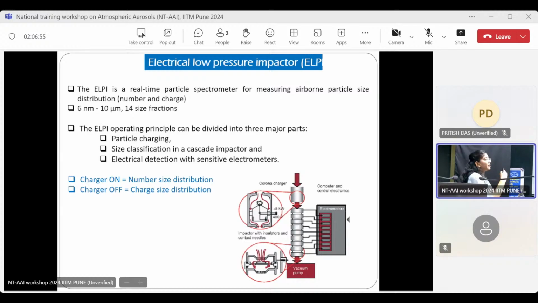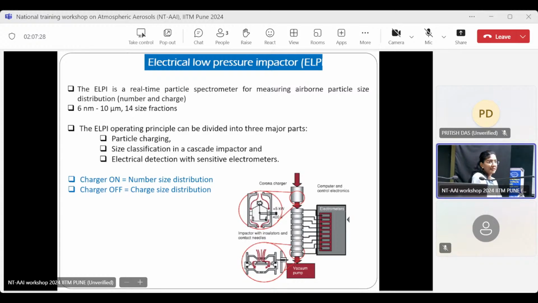In this, we have three major parts. One is charging. Whenever we have a number distribution, somewhere you need to use electrical properties, and you need to know the charge. Only then can you relate the current to the number. So you have a charging mechanism, then a cascade impactor, and then electrical detection. This is the basic schematic. These are the impactor plates. You have a charger, which we will show you in the second half session, and then the electrometer arrangement.